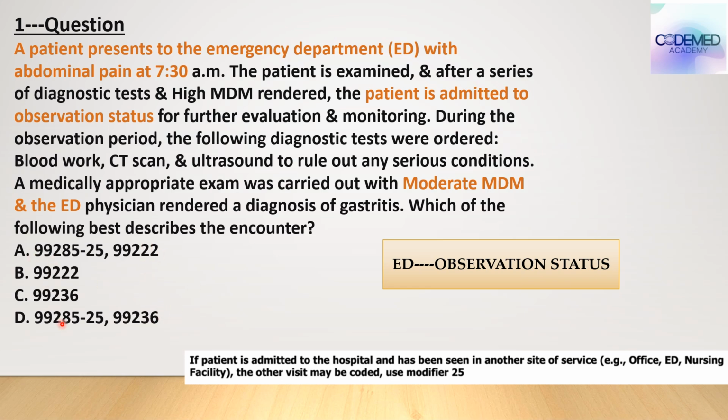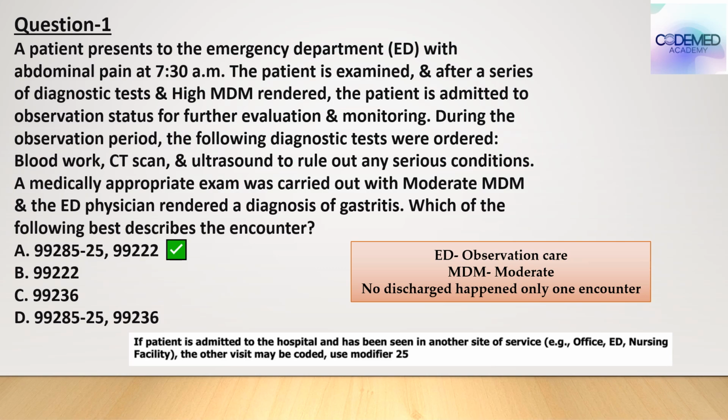Now the first code is the emergency department code. We will put a modifier on that, and now we have this code 99222 and 99236. What is 99222? It is the initial service. And what is this 99236? This is for the subsequent service. So let us see what the answer is.